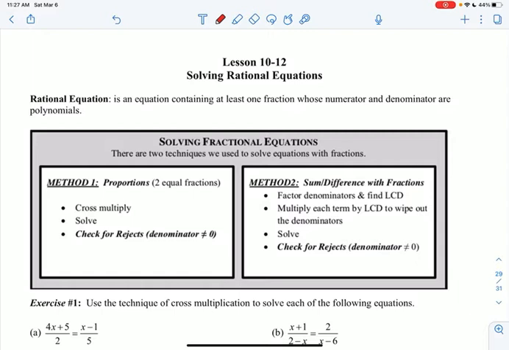And today we're going to talk about solving rational equations. So a rational equation is an equation containing at least one fraction whose numerator and denominator are polynomials. So there's two different ways we can solve fractional equations.